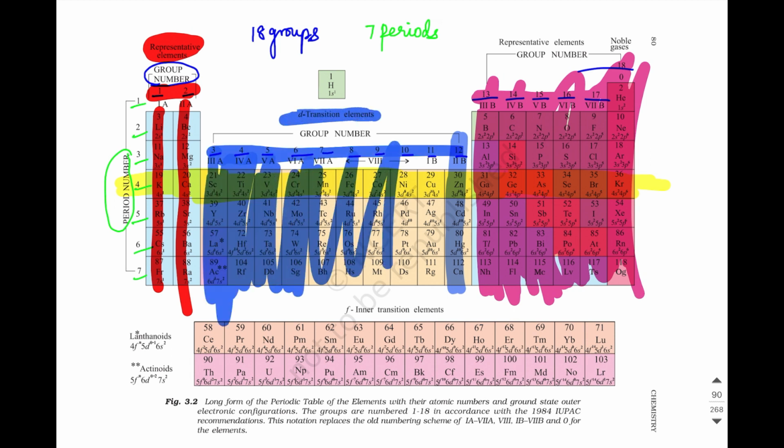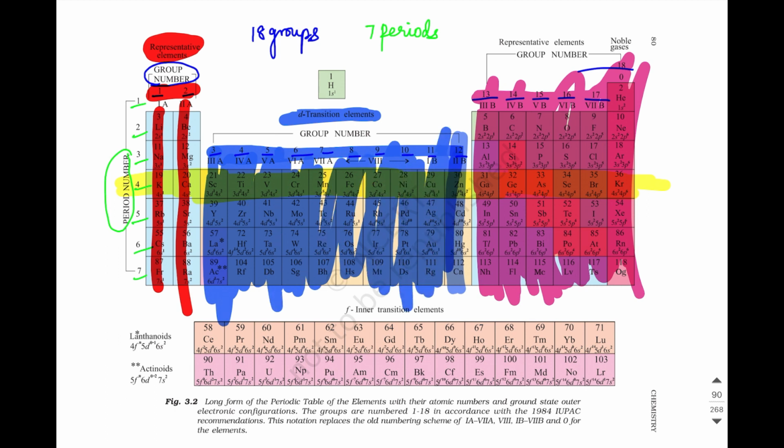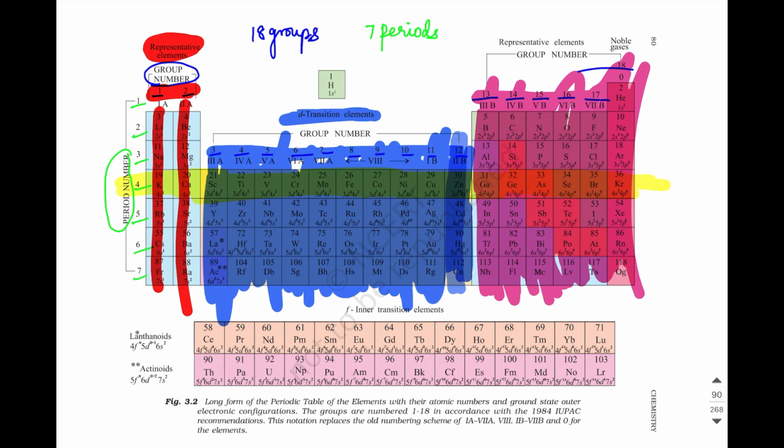D block or transition elements, what are they? Group number 3 to 12, all these are D block or transition elements. So what are S block elements? Group number 1 and 2. All the elements present in group number 1 and 2 are called S block elements.